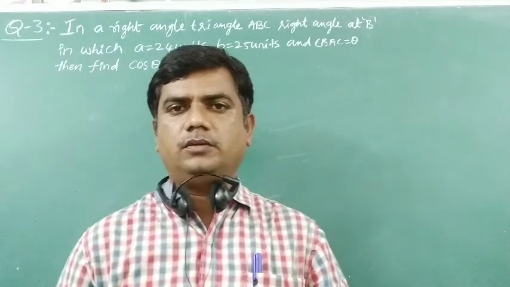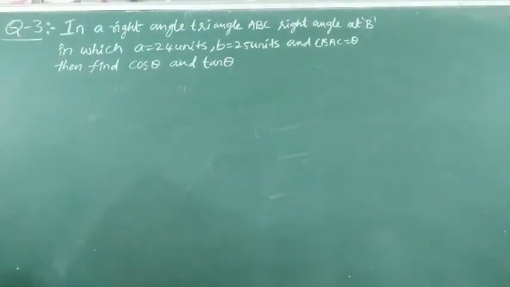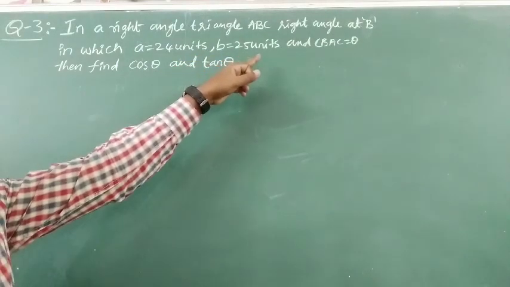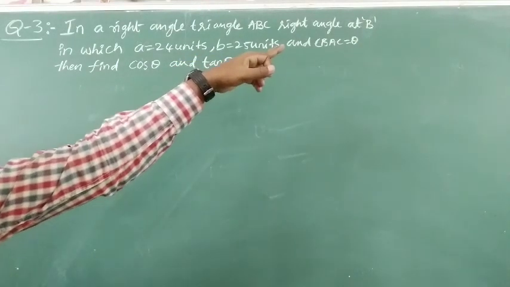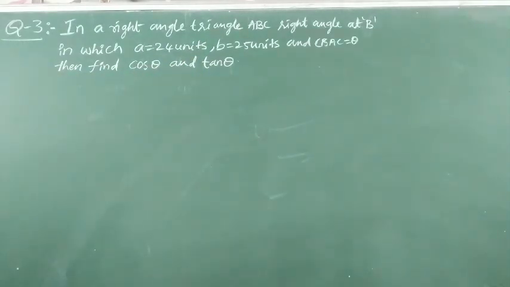In exercise 11.1, question number 3 and 4. The question is: in a right angle triangle ABC, right angle at B, in which small a equals 24 units, small b equals 25 units and angle BAC equals theta. Then find the cos theta and tan theta value.